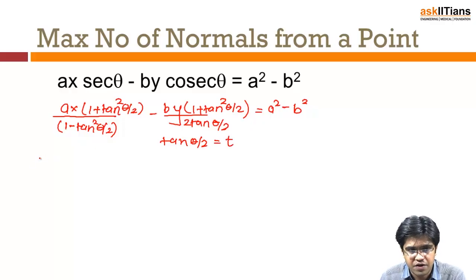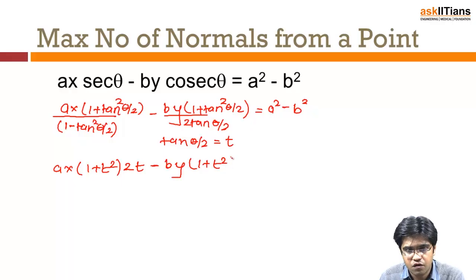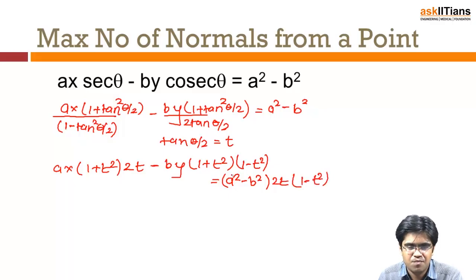Now I am simplifying. Look, ax (1 plus t square) over 2t, minus by (1 plus t square) over (1 minus t square), is equal to (a square minus b square) over 2t multiplied by (1 minus t square). Now this is some polynomial in t and we need to simplify it.